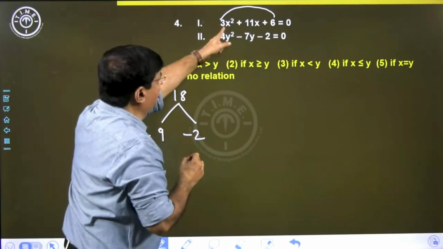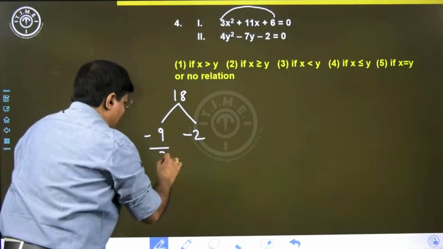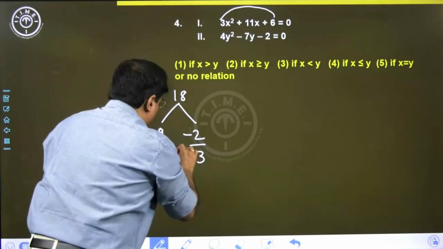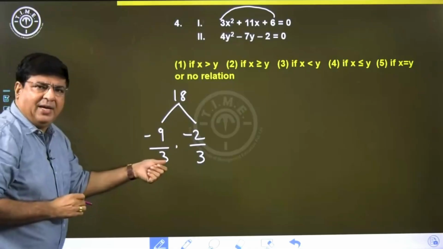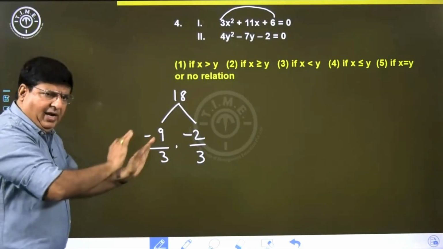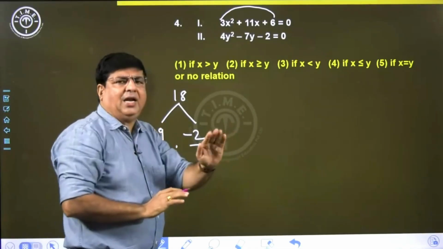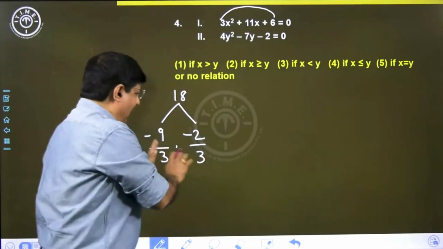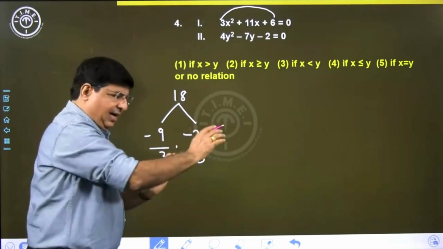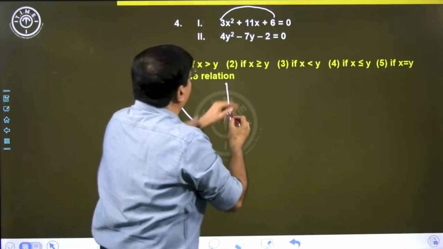And what is the coefficient of x square here? 3. Minus 9 by 3, minus 2 by 3. You can simplify it or leave it here. I'll tell you what is to be done. I'll give you a slightly better way of comparing the roots by eliminating these denominators. I'll just explain. Okay, take the second equation.